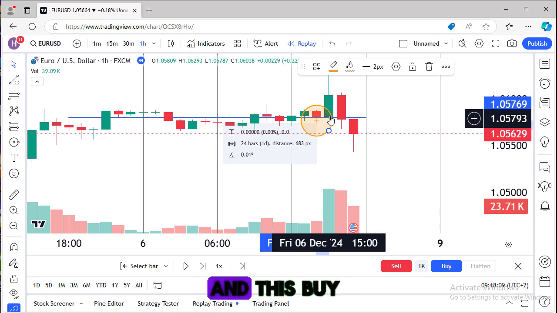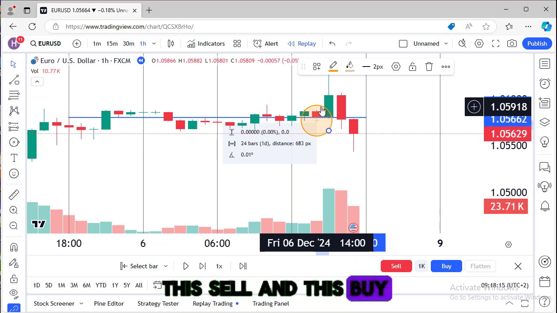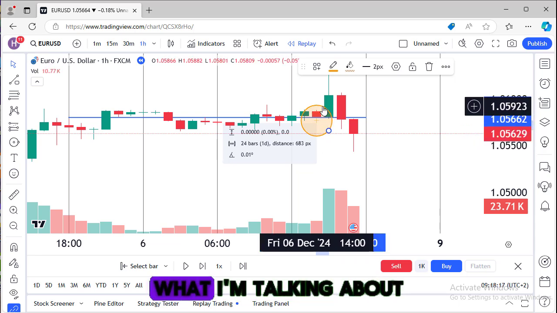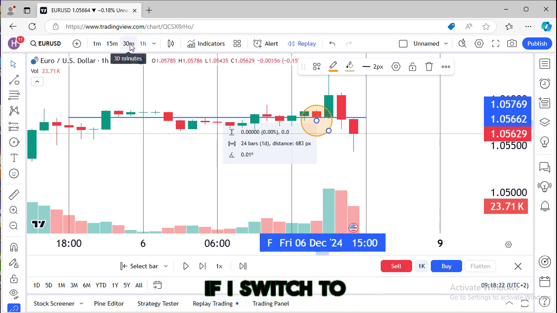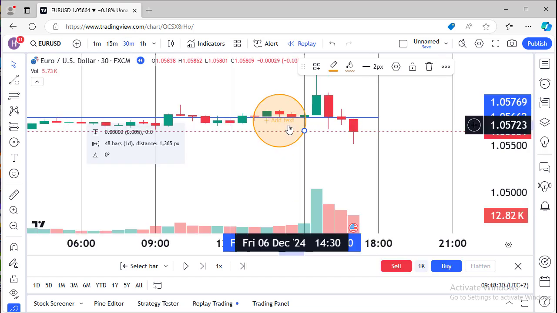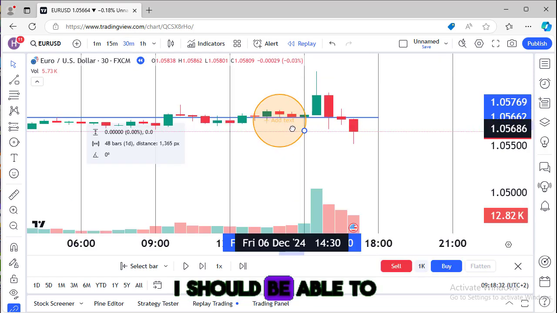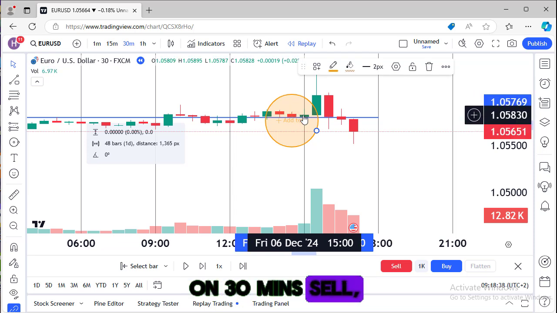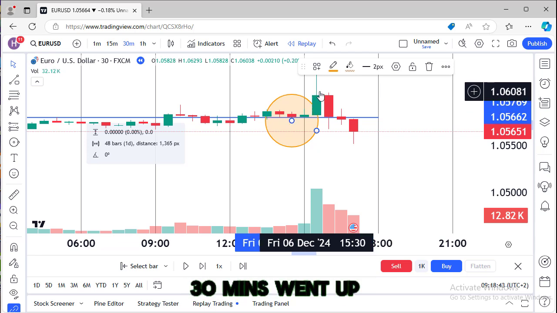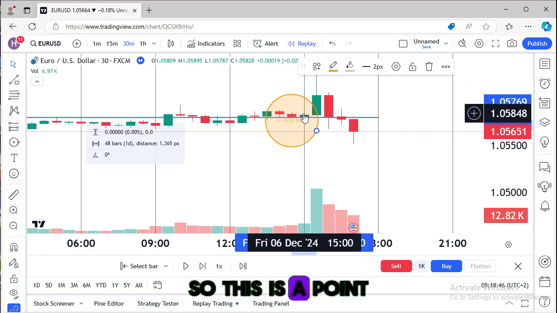This sell and this buy. Sell and buy. This turning point here is what I'm talking about. So this is 1 hour time frame. So if I switch to 30 minutes, I think on 30 minutes I should be able to put it well inside it. Yeah, you can see it on 30 minutes, sell, buy. That same point. Then the next hour and the next 30 minutes went up, right?